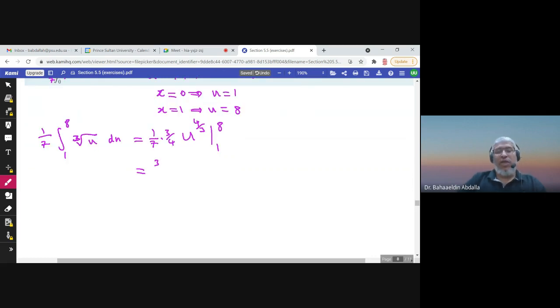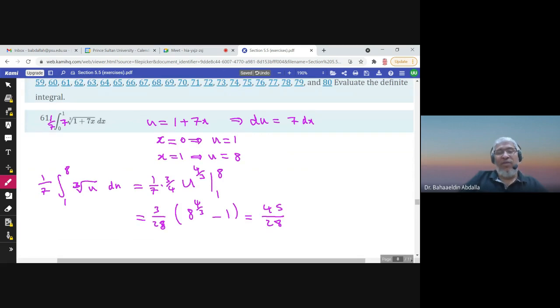So this would be 3 over 4 times 7, 28, times 8 to the power 4 over 3 minus 1 to the power 4 over 3, which is 1. This would be 8 to the power 1 over 3 is 2, to the power 4, which is 16. 16 minus 1 is 15. 3 times 15 is 45. So that's the answer, 45 over 28. And once you have a definite integral, you can check your answer by the calculator.